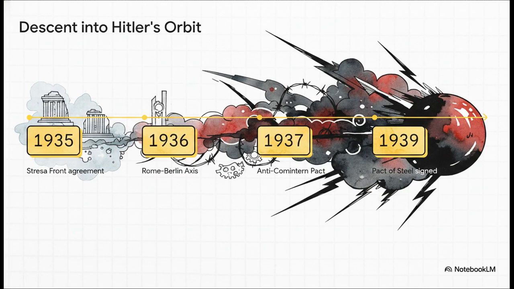This was a super fast, disastrous slide right into Hitler's control. Let's walk through it. In 1935, Italy was still cool with Britain and France. But after invading Ethiopia, things shifted. By 1936, he allies with Germany. By 1939, they signed the Pact of Steel. This legally forced Italy to join Germany in any war, completely tying Mussolini's fate to Hitler's.